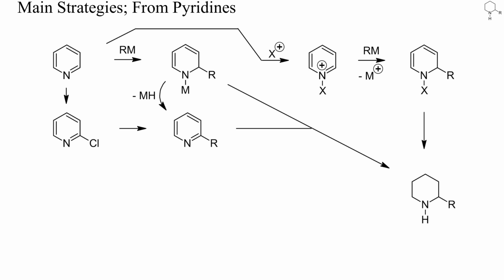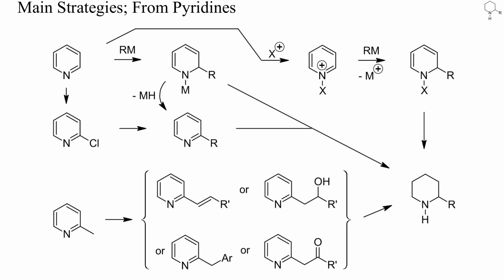Pyridines can be reduced to piperidines chemically or by catalytic hydrogenation, often with high stereo- and regioselectivity. I'll show you specific examples in a minute. A further convenient starting material is 2-methylpyridine, which is quite acidic at the methyl group and readily undergoes condensation, acylation, and other C-C bond-forming reactions.